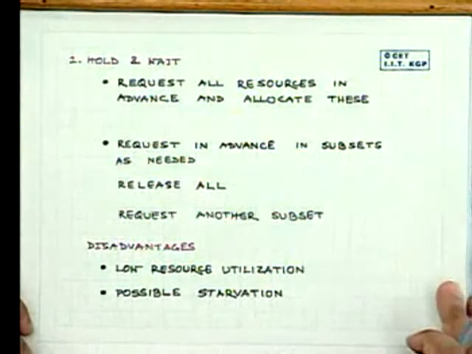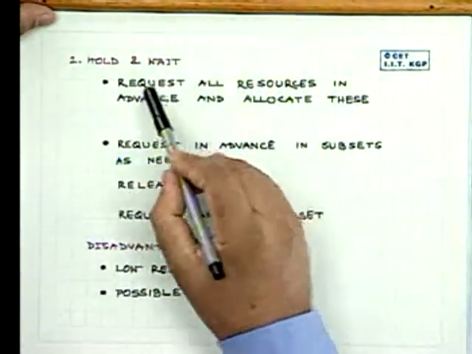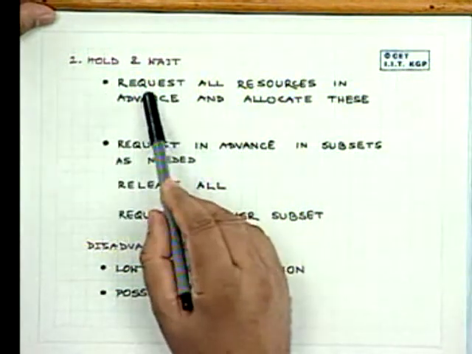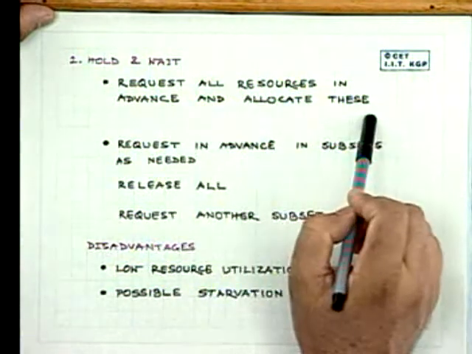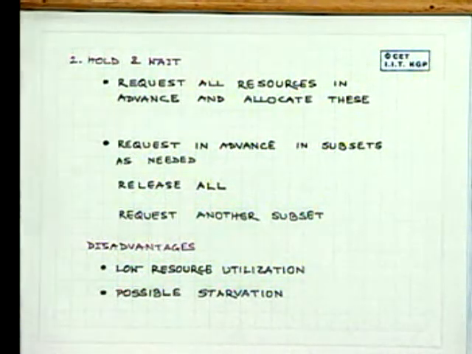Now, let us come to the second, that is hold and wait. In the case of hold and wait, there are 2 ways we can treat it. One is that we request all the resources in advance, in the beginning, and allocate them. And if they cannot be allocated, then don't allocate any resource at all. Let the process wait. Let me give an example.